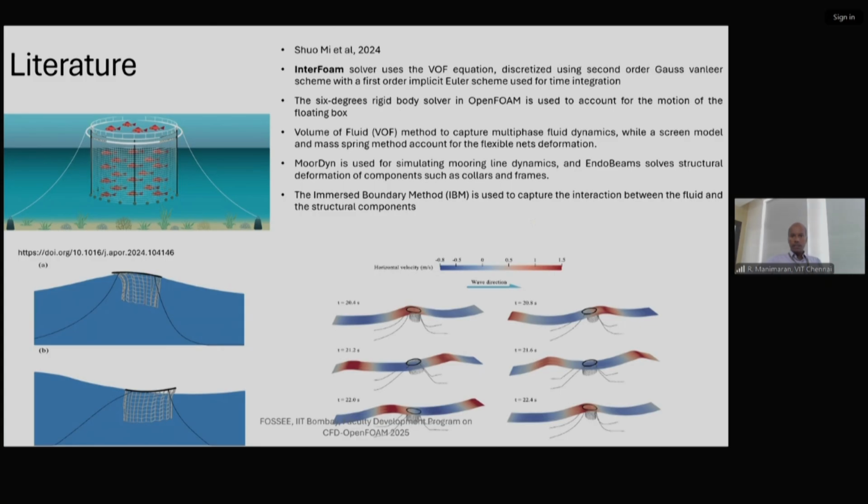And for simulating this mooring, you can see the cable that has been tethered to the bottom. For mooring, they use another software called MoorDyn and Euler beams for structural deformation. They also employed the immersed boundary method to capture the interaction between the fluid and structural components. So from the results of interFoam, they've taken it to MoorDyn and the immersed boundary method. And because of the fluid-solid interaction, the wave surface phenomena is being shown here and captured, and then they could analyze that at different wave conditions.